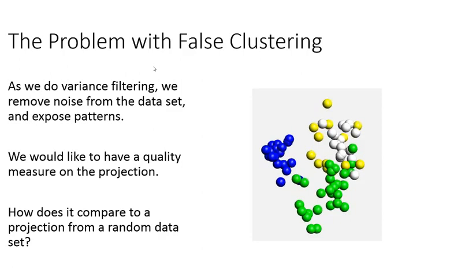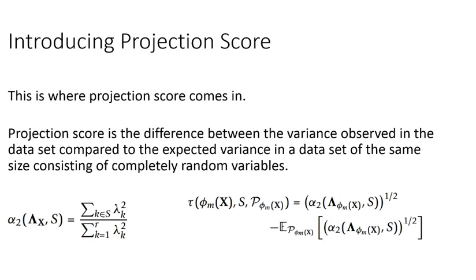So this is where projection score comes in. As I said, projection score will be, in that case, the difference between the variance observed in the data set compared to the expected variance in a data set of the same size consisting of completely random variables.